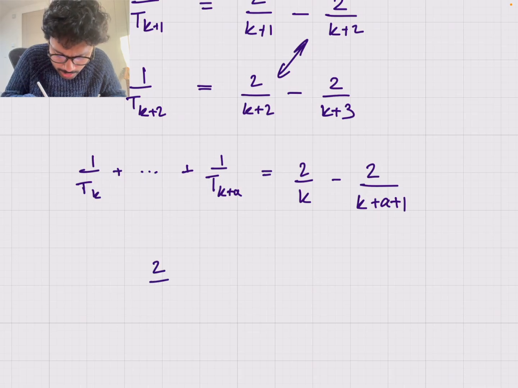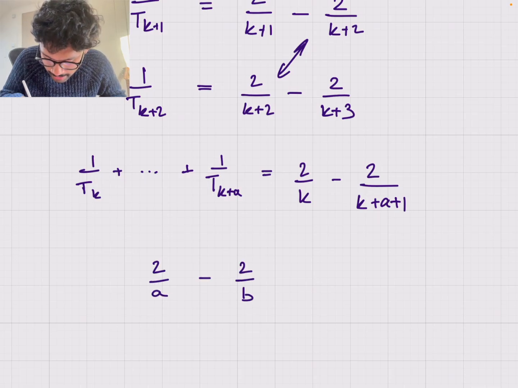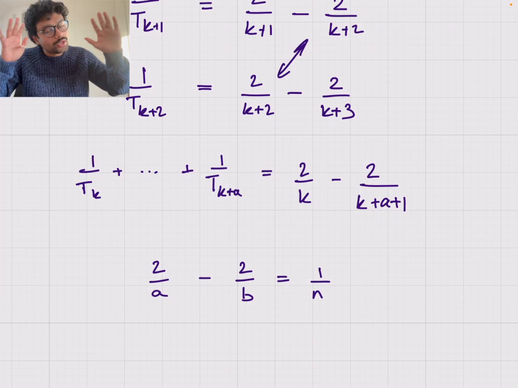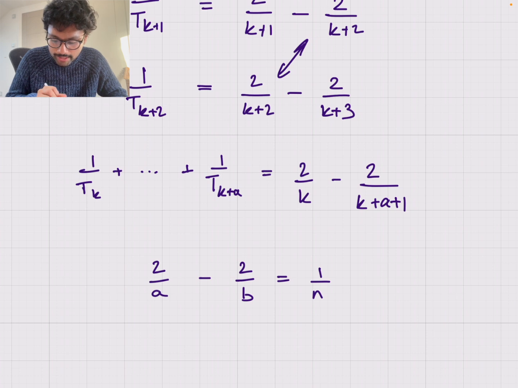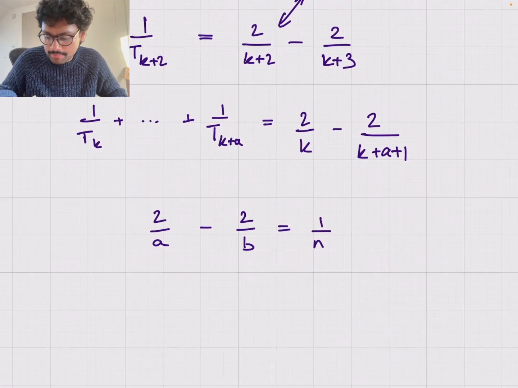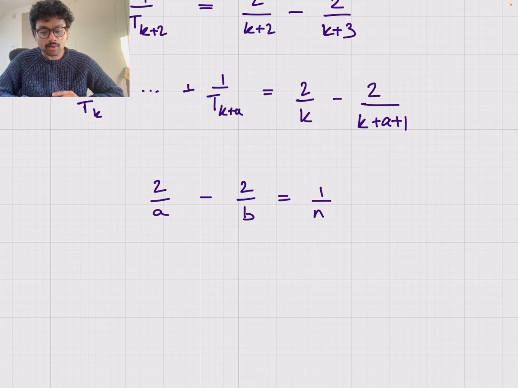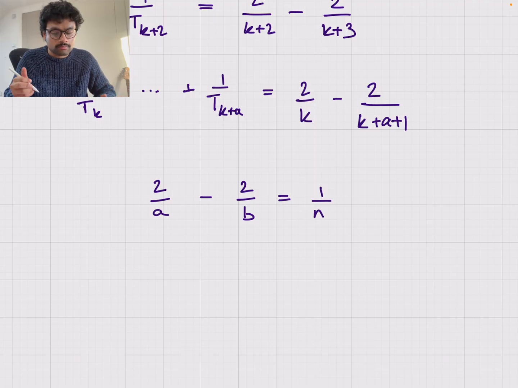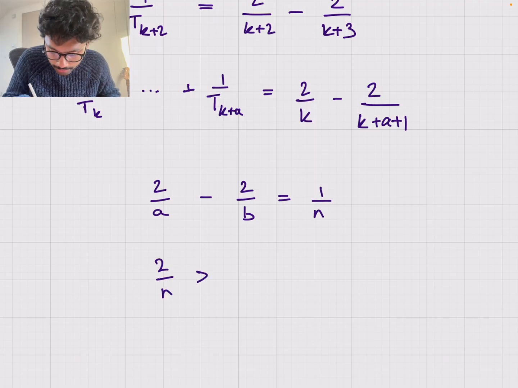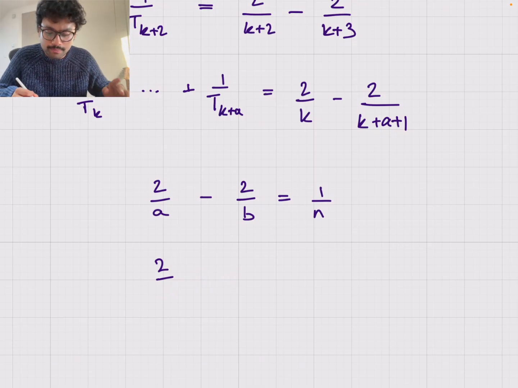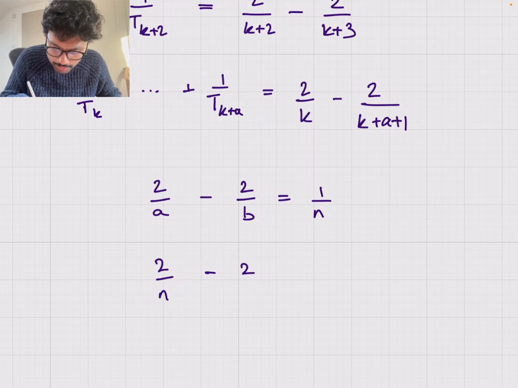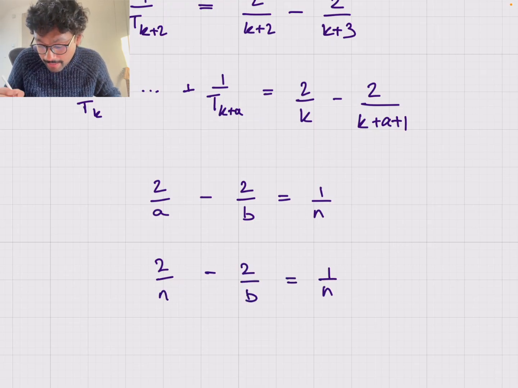Well, let's say 2 over a minus 2 over b, and this should equal 1 over n, and we're looking for the numbers a and b. Again, we've generalized here. Why don't we simplify? We can simplify this. So instead of having one equation and two unknowns, which we can't solve, why don't we make it so that we only have one unknown? Well, 2 over n is obviously bigger than 1 over n. So when we subtract 2 over b, which is less than 2 over a, because b is bigger than a, we should hopefully be able to end back up at 1 over n.